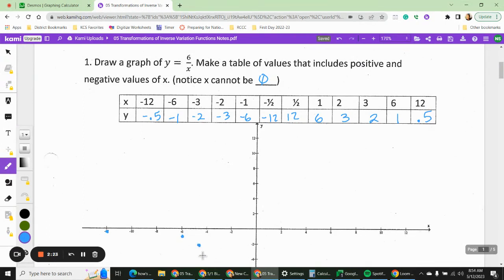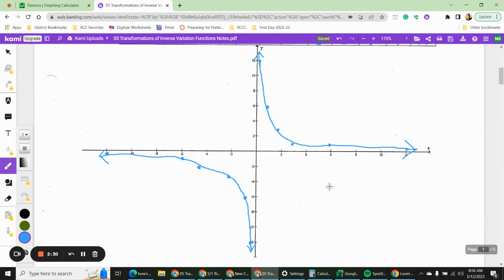Go ahead and graph these points and connect the dots. Pause the video for a moment to do that. Once you have it graphed, it should look like this. And mine isn't perfect. Yours doesn't have to be perfect either. Just the big idea that this graph has these two parts that are in quadrant 1 and quadrant 3.